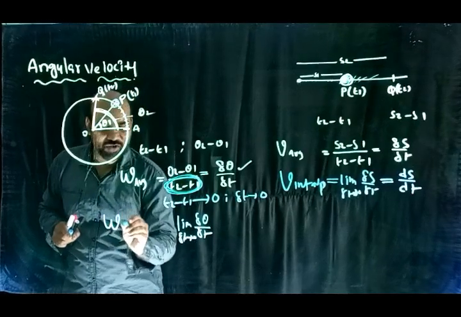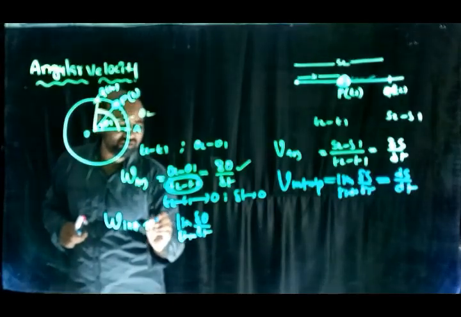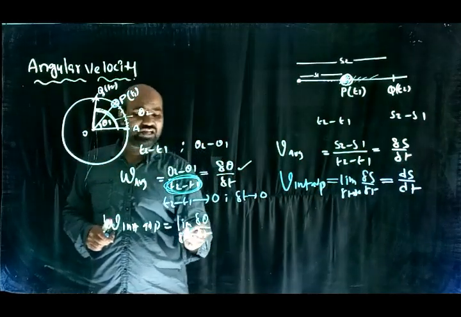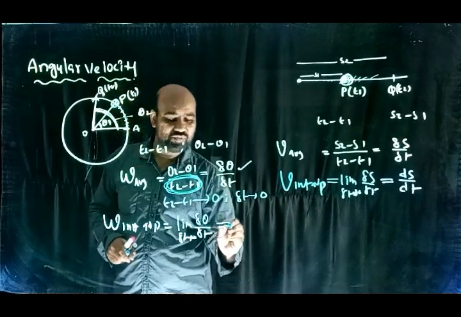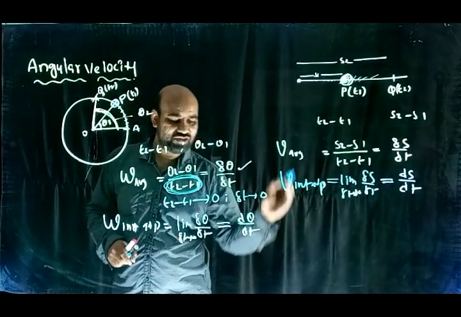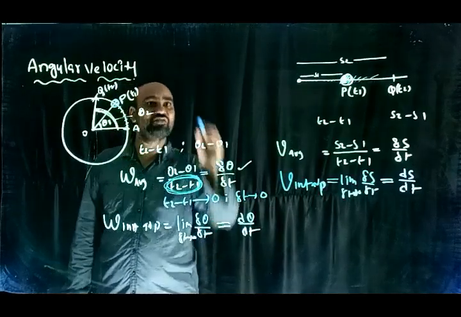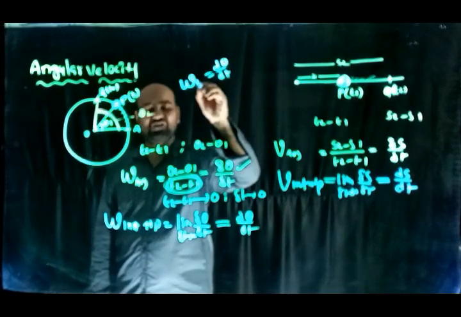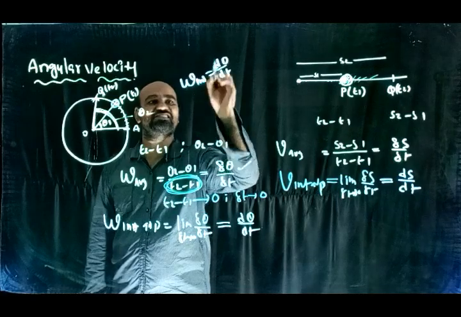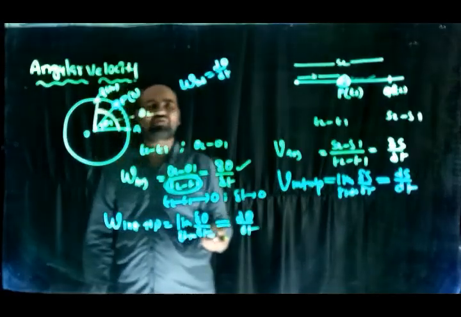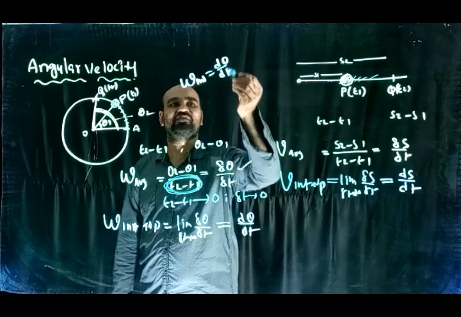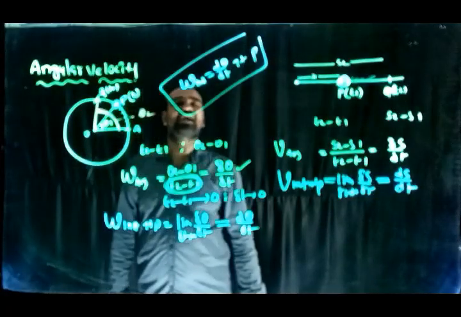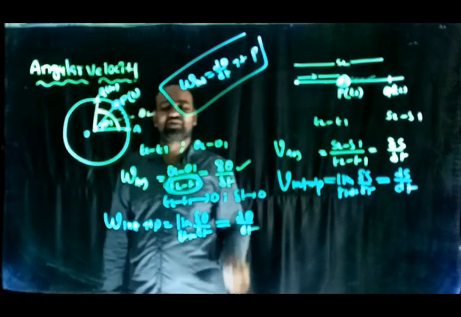Simply you can write W instantaneous at P equal to the limiting value of delta theta by delta t where delta t is tending to 0, or simply d theta by dt. Now onwards, W means d theta by dt. Actually here you need to write instantaneous angular velocity, but in this chapter we will write W only. W means d theta by dt, at P. Instantaneous angular velocity at P is nothing but d theta by dt.